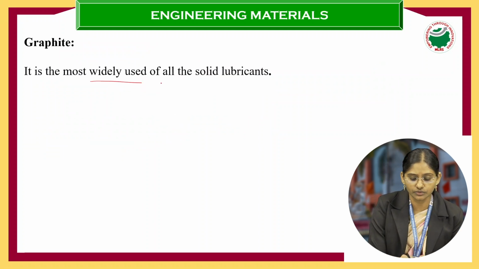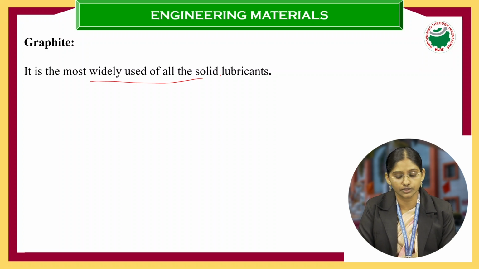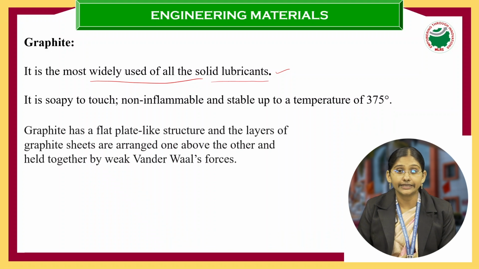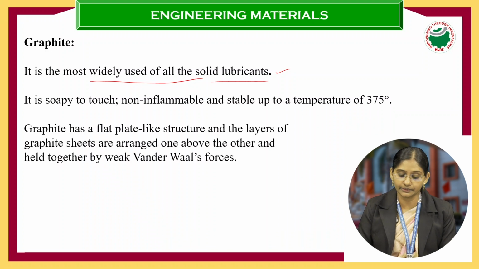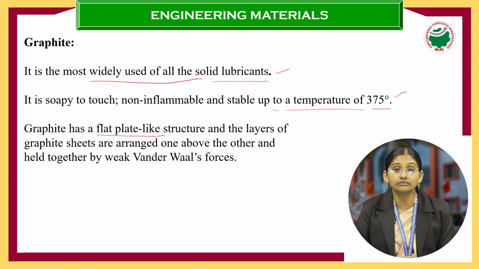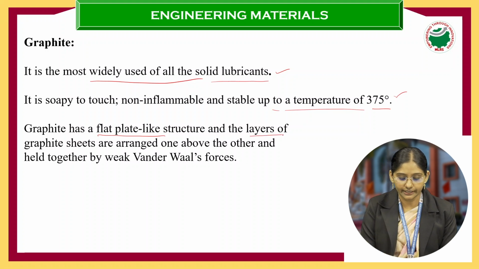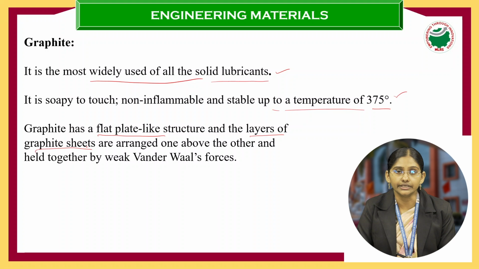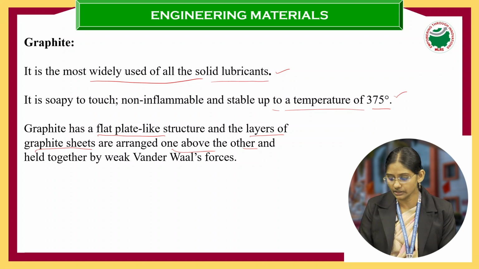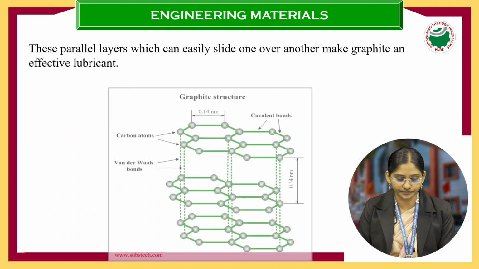Graphite is the most widely used of all the solid lubricants. It is soapy to touch and it is non-inflammable. It is stable up to 375 degrees centigrade. Now if you observe the structure of graphite, it is a flat plate-like structure, and the layers of graphite sheets are arranged one above the other. These layers are held together by weak van der Waals forces.